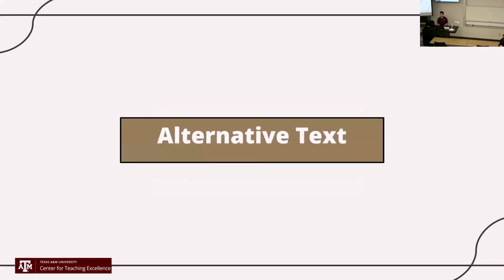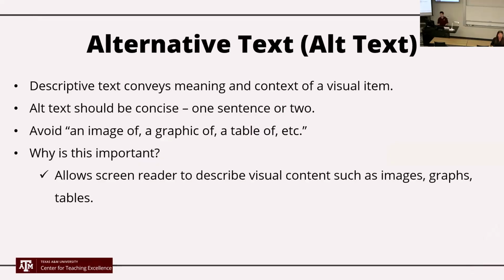Well, first, we're going to talk about alt text. Any image that you have needs alt text. It needs a descriptive text that conveys the meaning. This is tricky because sometimes we put images in purely for decoration, right? And if that's the case, you can mark them as decorative.